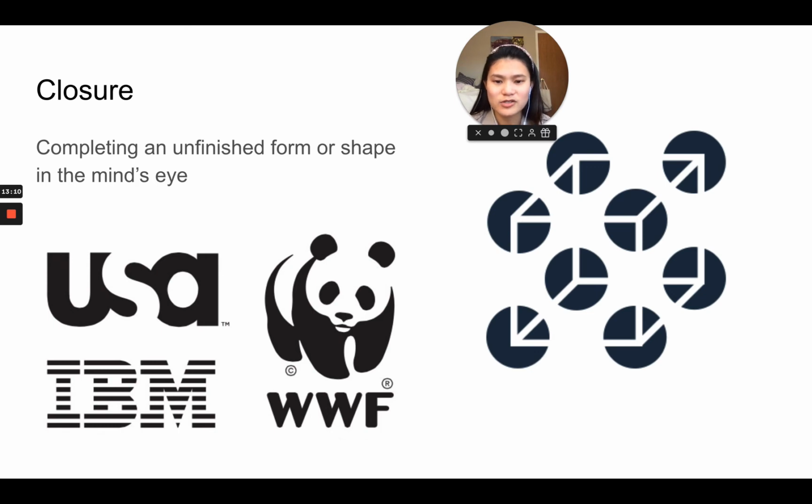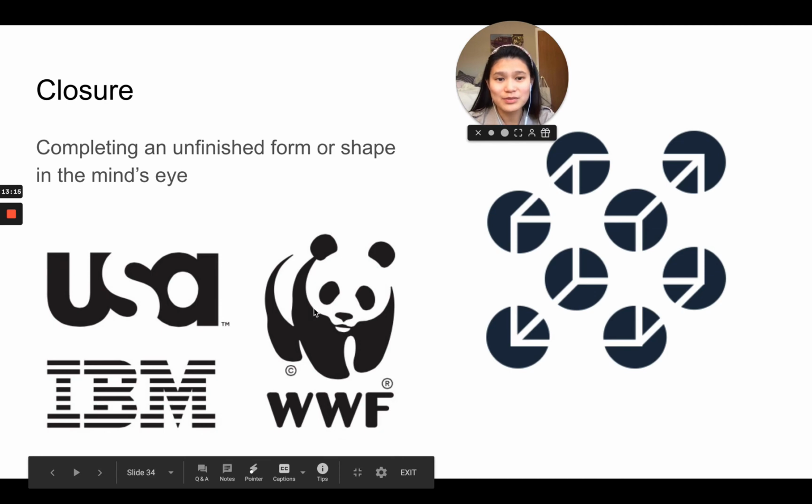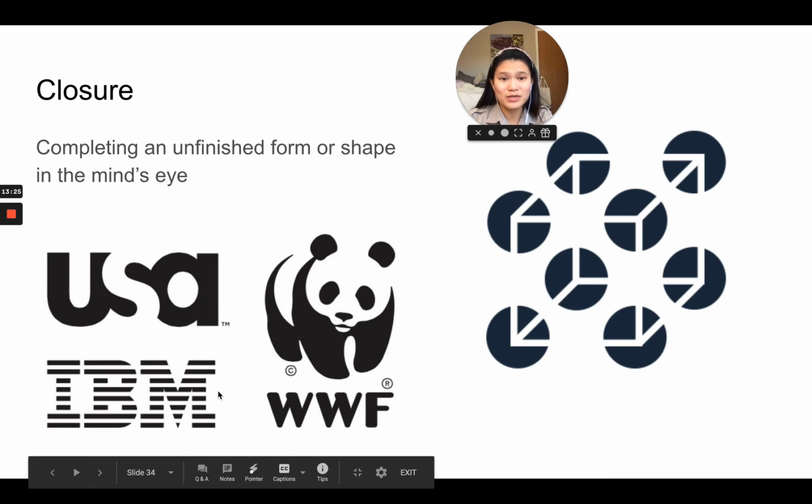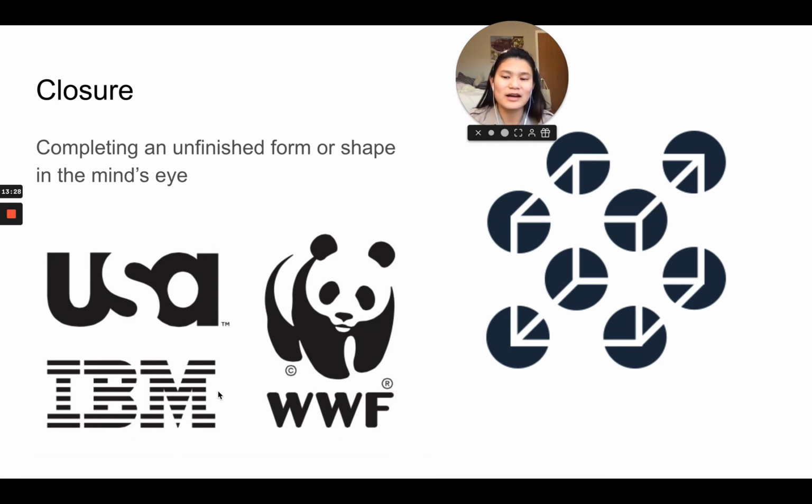And it's kind of interesting, like with the WWF, you complete the panda even though there's no outline there. You can see this cube. The IBM logo is pretty clear, but it's not fully there. And it's interesting to see how little information the eye will complete. So if you're just given a few points, the eye still wants to complete images that it sees.